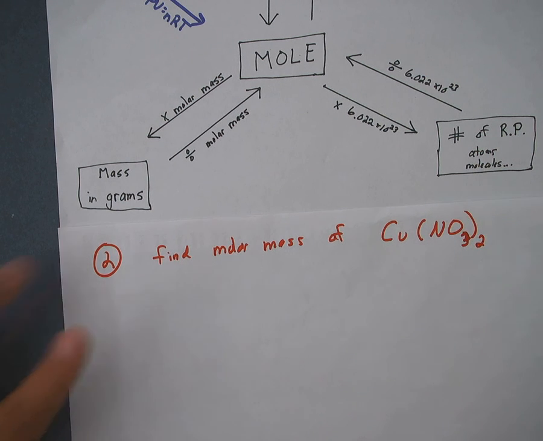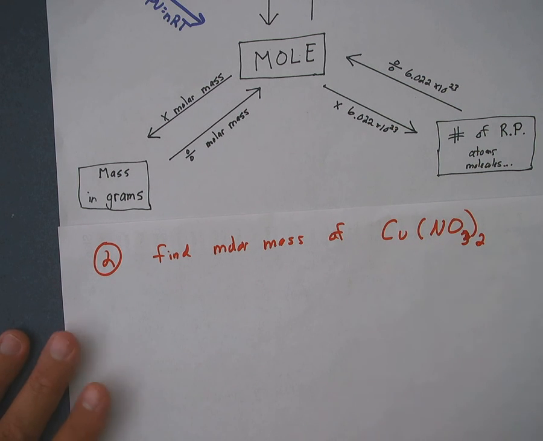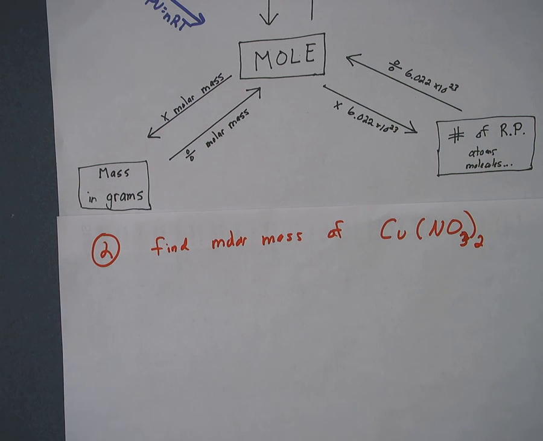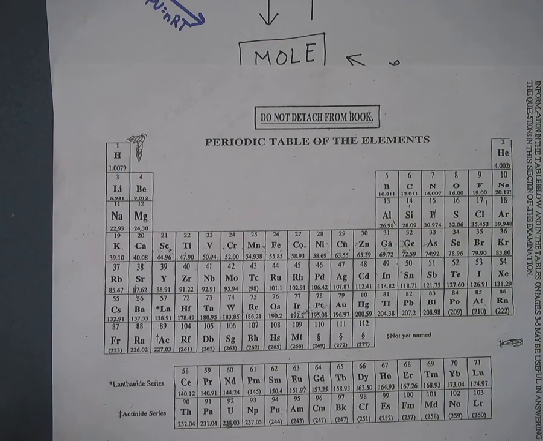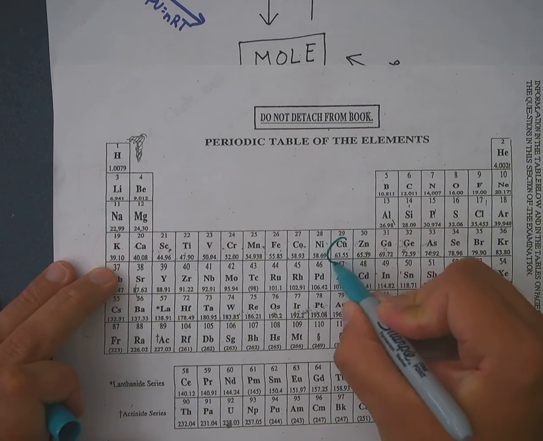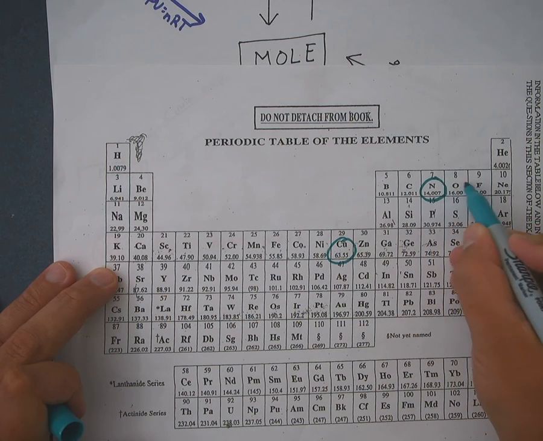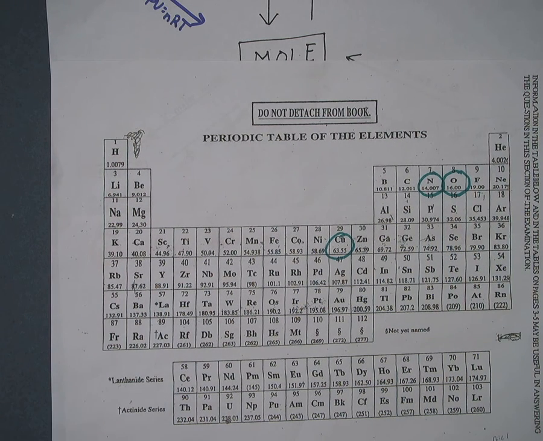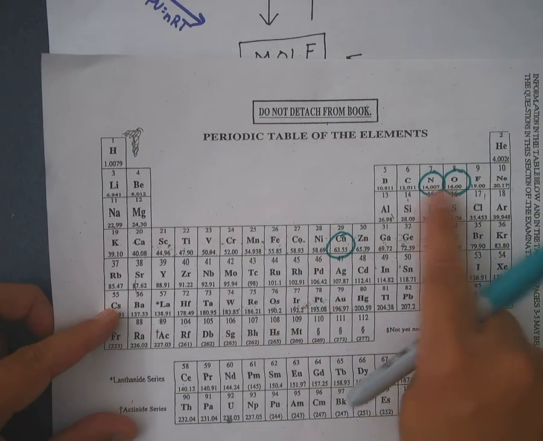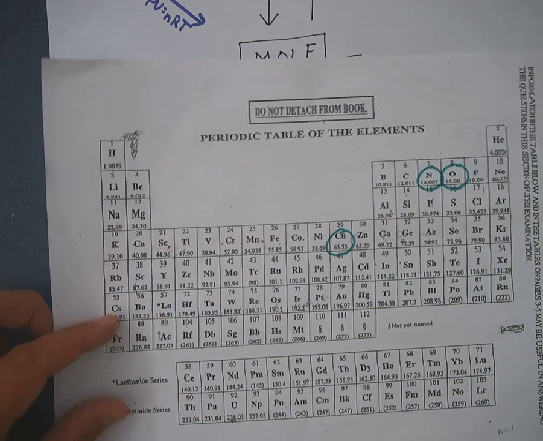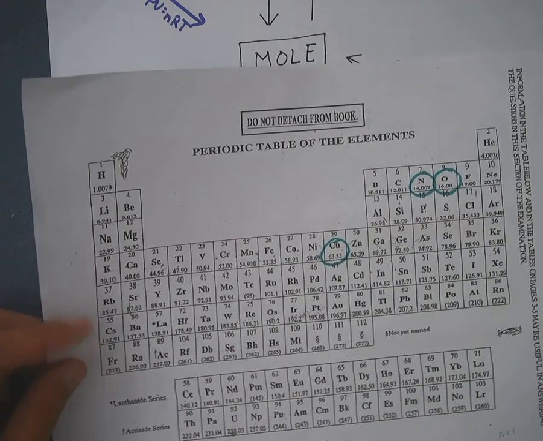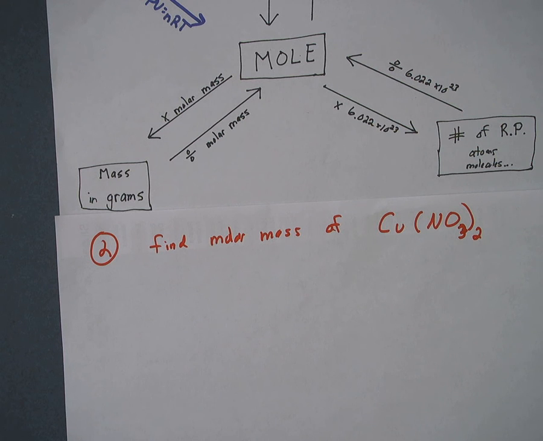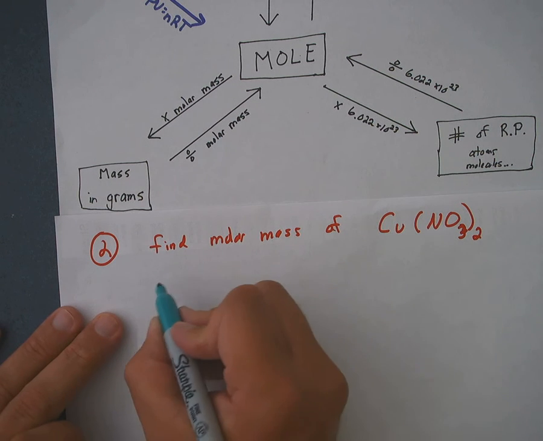So this is copper Roman numeral 2 nitrate, and that's Cu(NO3)2. So to find the molar mass of this, we are going to need a periodic table. And in this periodic table, I'm going to need the mass of copper and the mass of nitrogen and the mass of oxygen, because those are the elements in the compound. And we're going to have to add up the atomic masses of these materials, because those are also the molar masses of those materials.